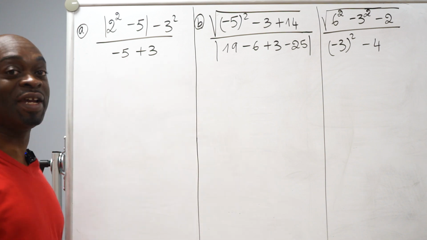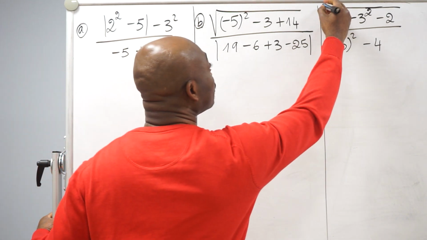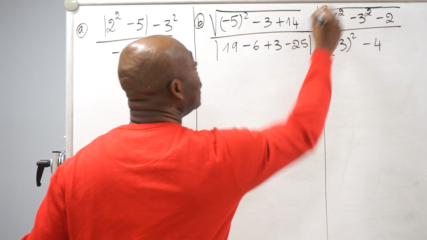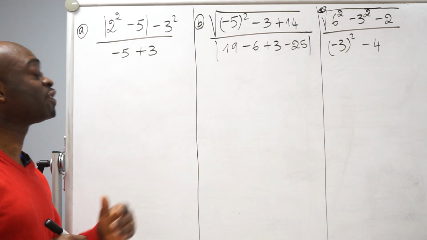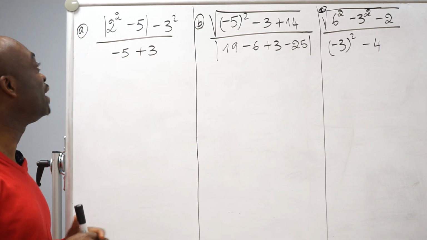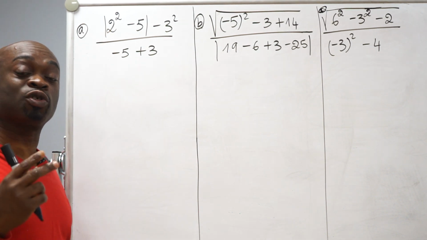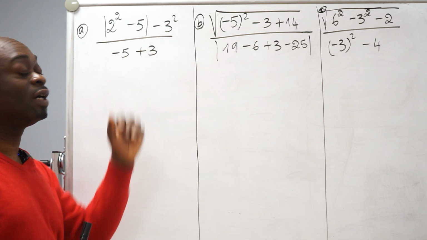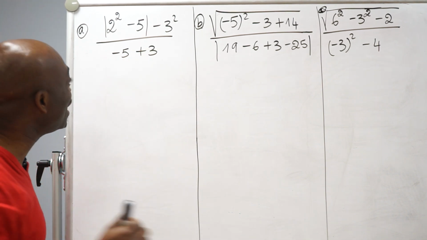We have 3 questions here. All right. Question A, B, and C. A is what? Absolute value of 2 squared minus 5 minus 3 squared over negative 5 plus 3. So we're dealing with absolute values here. We're dealing with square, which is exponents, okay? And then, of course, we have here and there some sign numbers to deal with, okay? So let's go for it.